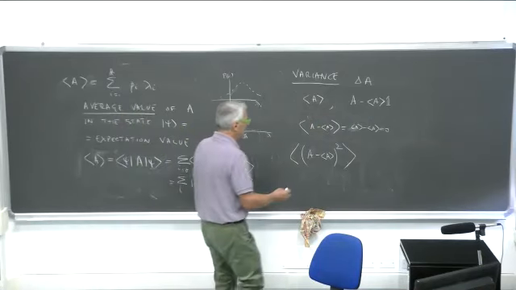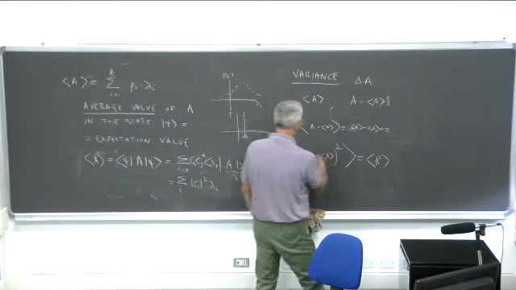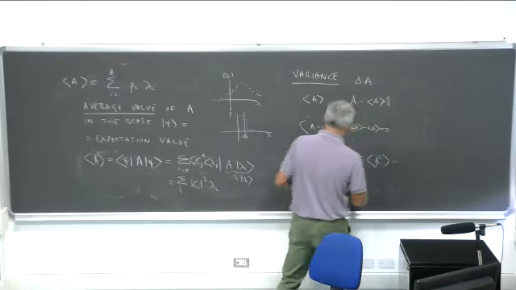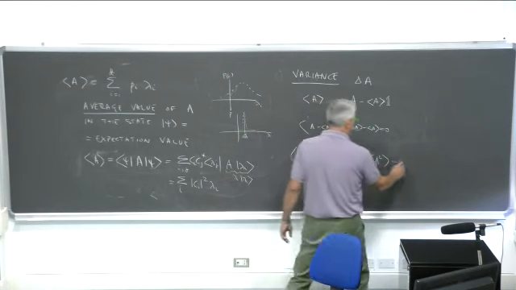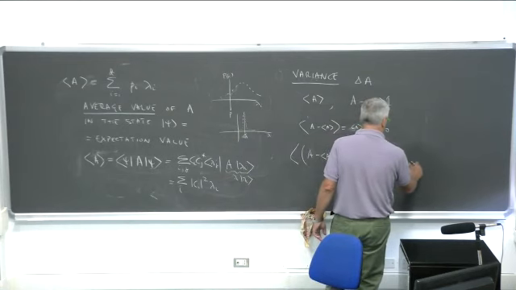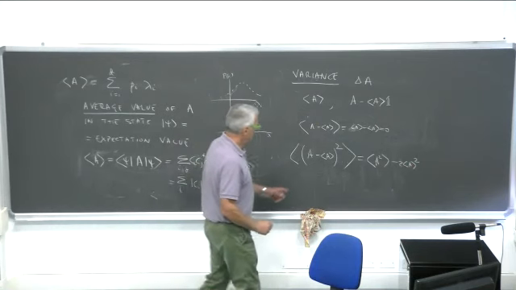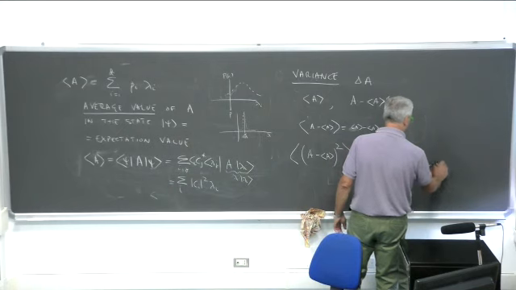What is this? Well, this is A square. I develop this square, minus 2 times this times that expectation value. This is minus 2A squared. And then plus A squared.